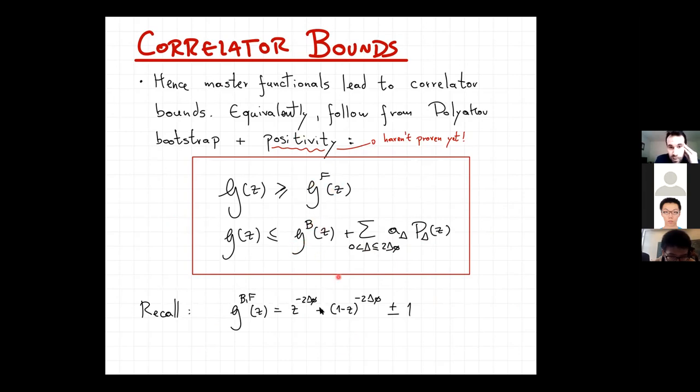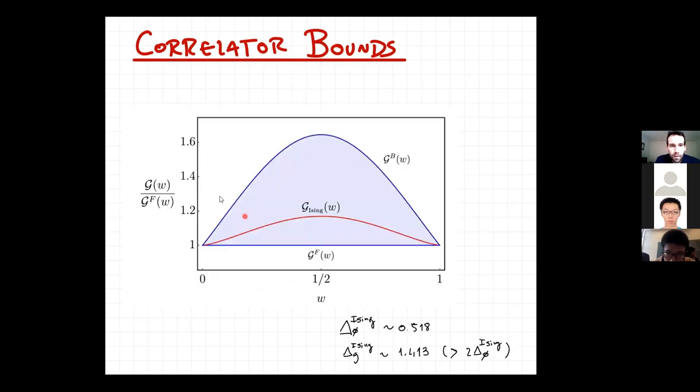And this is very nice, because again, these correlators are just known correlators. So let us do a check of this. So here I'm plotting the ratio of CFT correlators divided by the generalized free fermion correlator. So this has to be a number which is larger than one. Okay. So the generalized free fermion correlator lives here. It's this line, the line equals one. The generalized free boson correlator lives here.